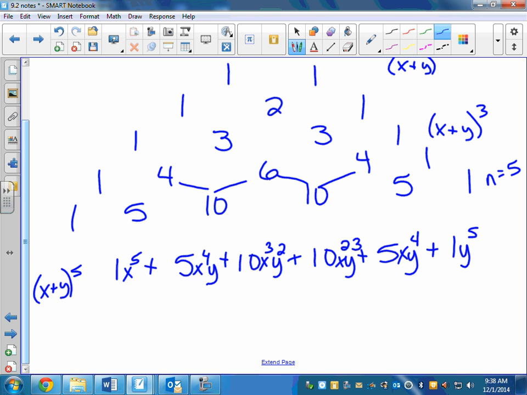Probably not going to get to that. So let's actually do this without just x's and y's. What if we threw other numbers in there, right? Let's go.